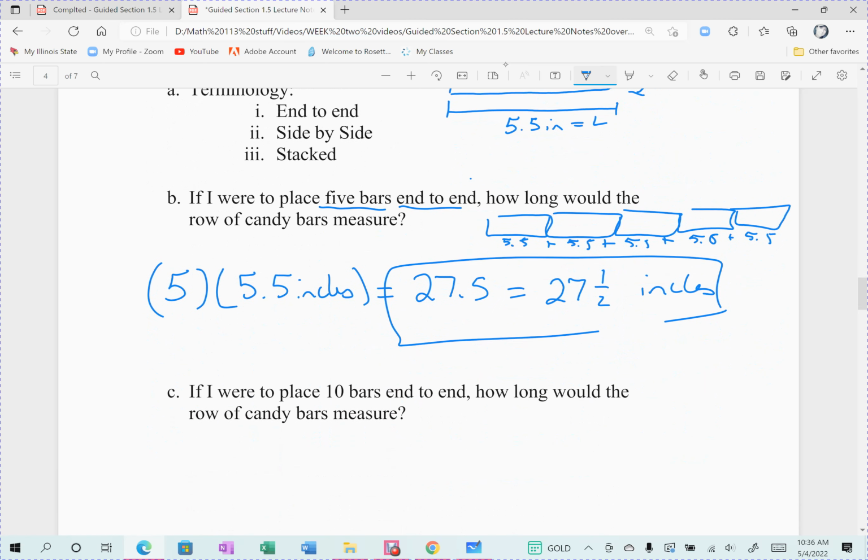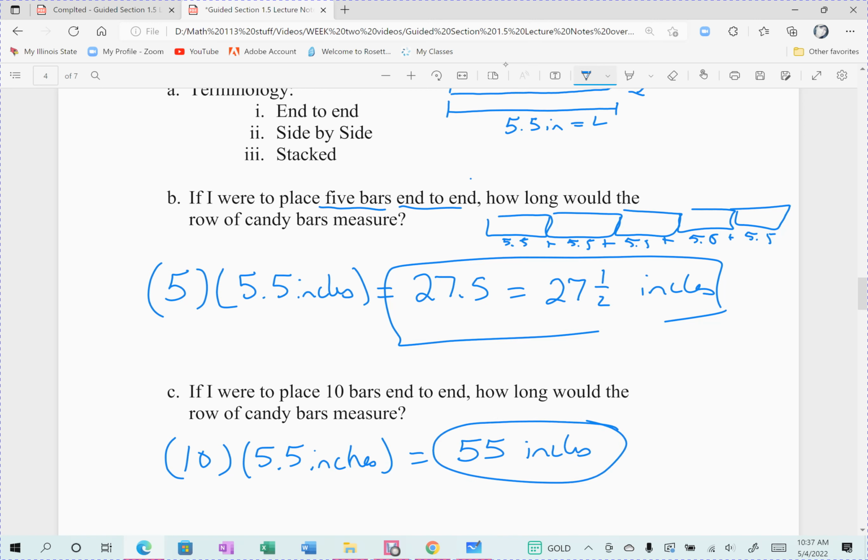All right, so suppose now we want to place 10 bars end to end. Instead of drawing it out, you're going to take 10 candy bars, each 5.5 inches, so you'd have 5.5 inches added up 10 times. You take 10 times 5.5, and that comes out to 55 inches. It'd be 55 inches long if you put 10 candy bars end to end.